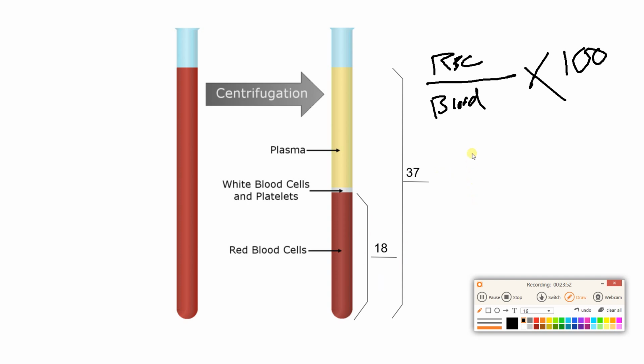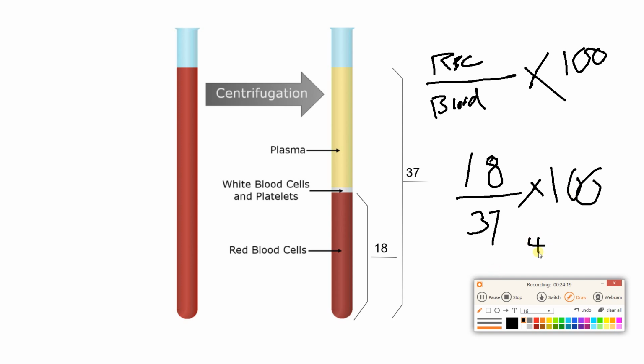So in this case, red blood cells were 18, whole blood was 37. I don't know why I didn't make that 36. It would have been so much easier. 18 over 37 times 100. I want to say that's going to be like 48%? Bust out my calculator here. I could have pretended like I was doing this math in my head, but I'm not. We get 48.6%. So that is our hematocrit.